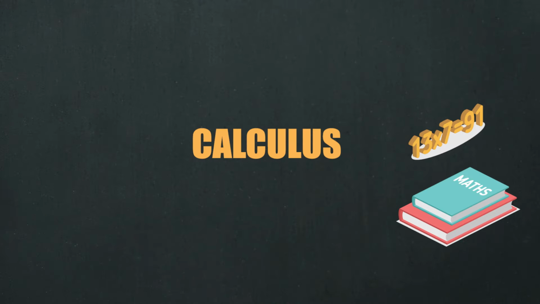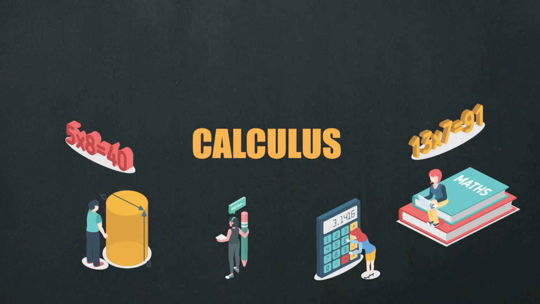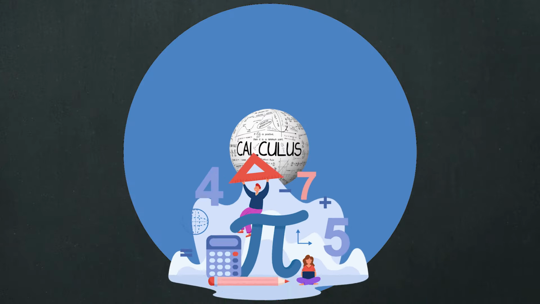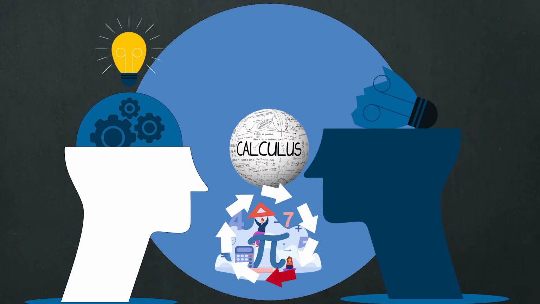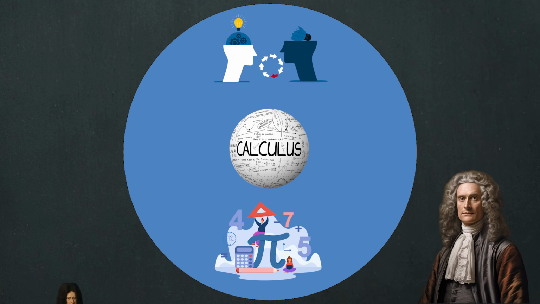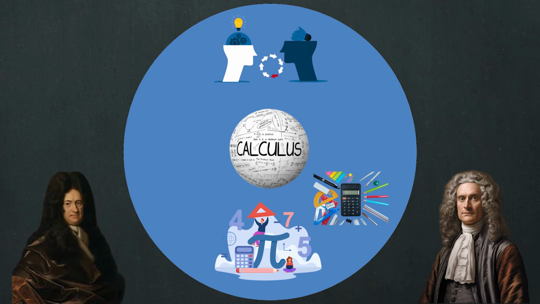Section 5. Calculus, the mathematics of change. Now, let's talk about something that transformed math forever: calculus. If algebra is about finding unknowns, calculus is about understanding change. It was independently developed by two giants of mathematics, Isaac Newton and Gottfried Wilhelm Leibniz, and it gave us the tools to deal with motion, growth, and decay.